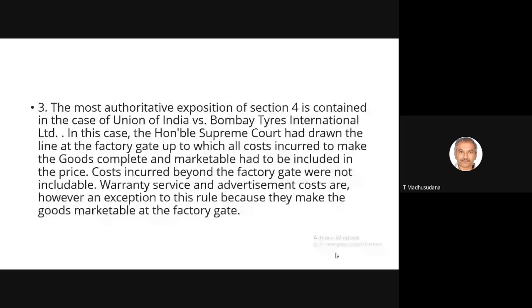Okay, so warranty services and advertisement costs are also to be added for the goods as they increase the marketability of the factory at the gate. So because of these three reasons, the assessable value is to be properly decided by the government.